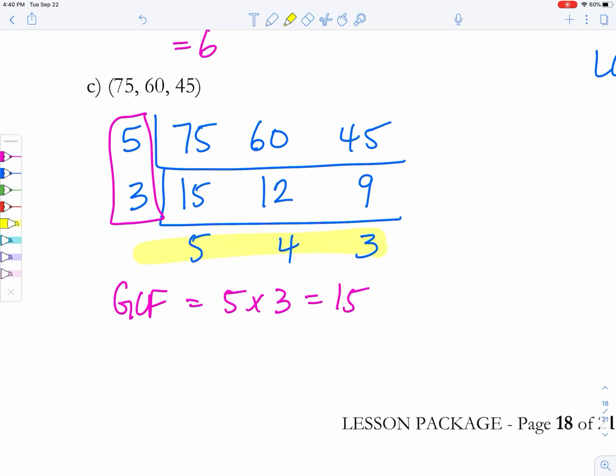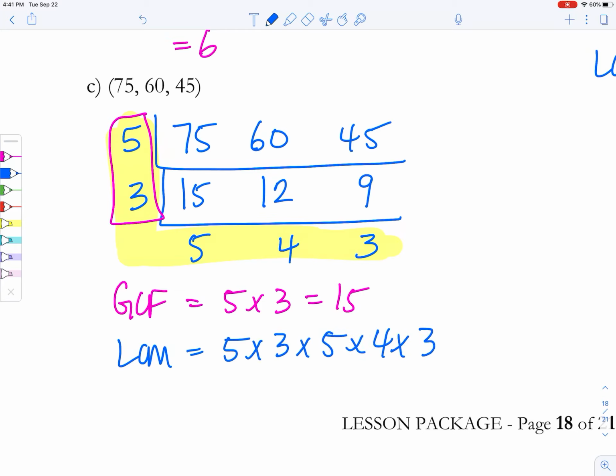And then the LCM, I'm making that L shape, taking everything that was common as well as what was left over. So the LCM is 5 times 3 times 5 times 4 times 3, which is 900.